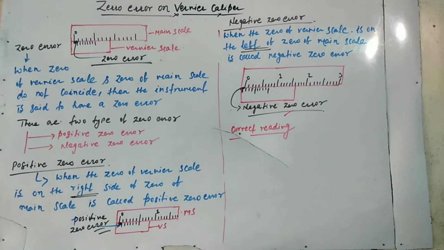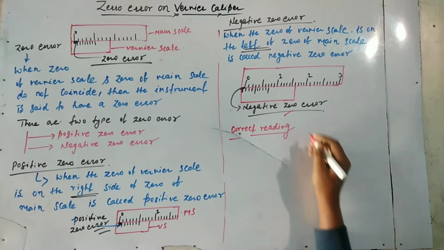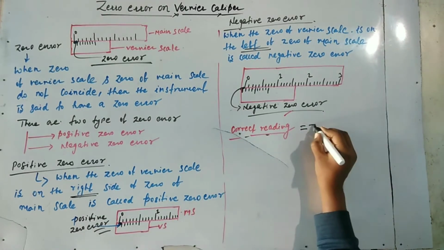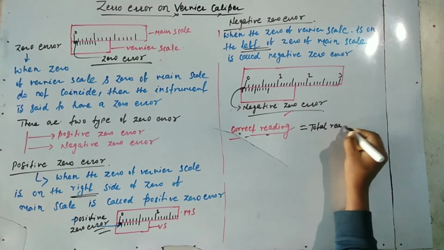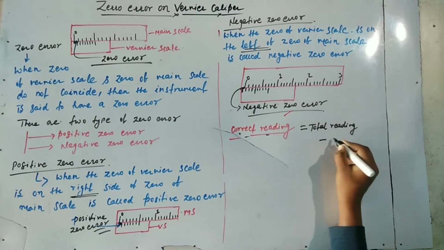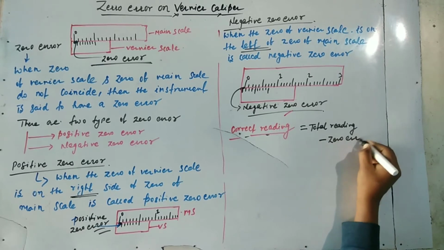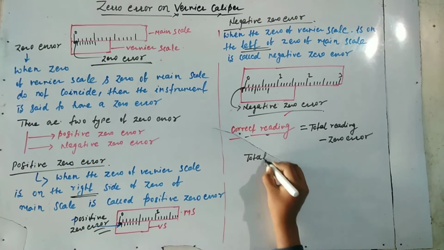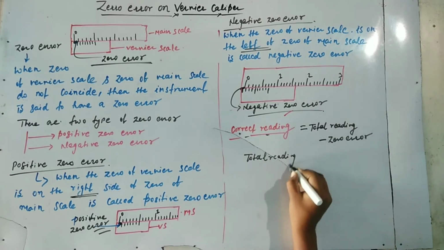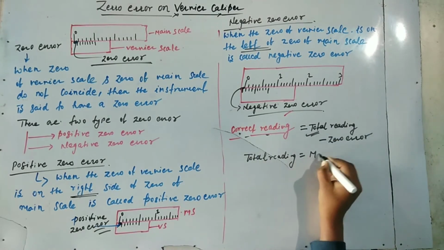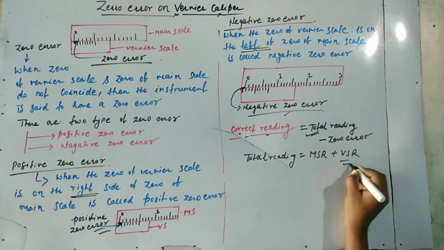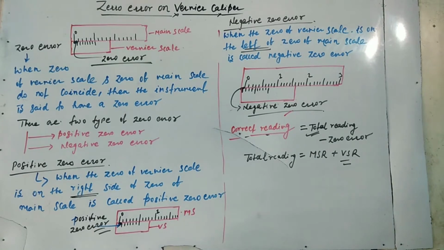Now correct reading. Correct reading equals total reading minus zero error, where total reading equals MSR plus VSR, where MSR is equal to main scale reading and VSR is equal to vernier scale reading.